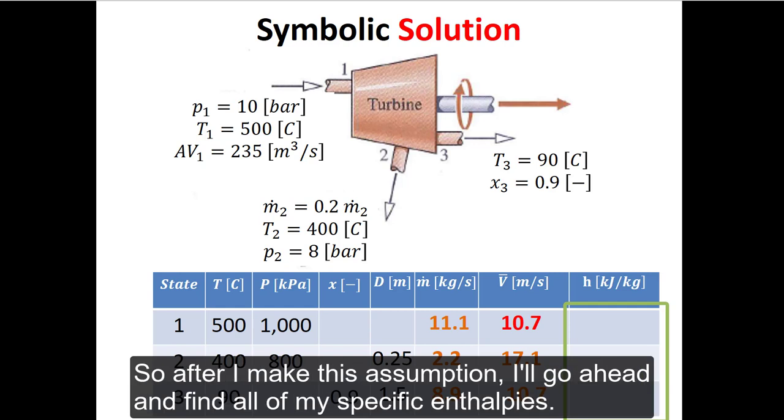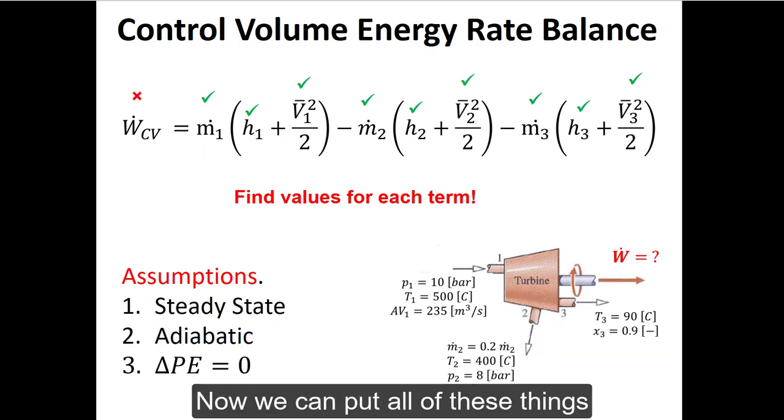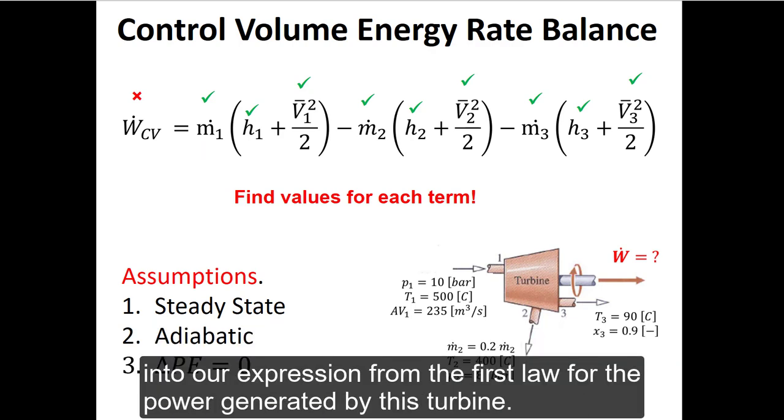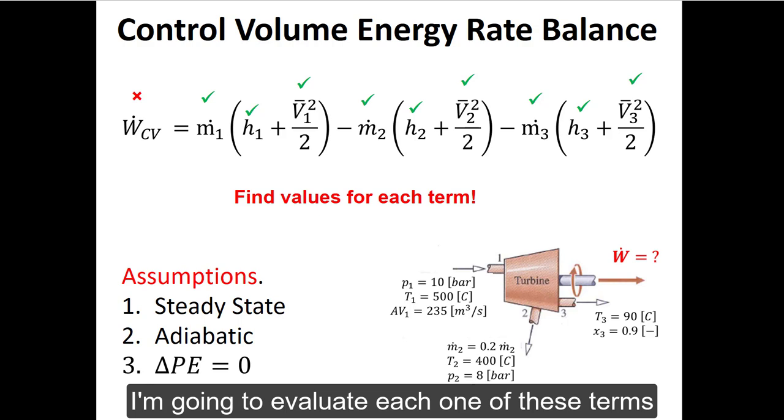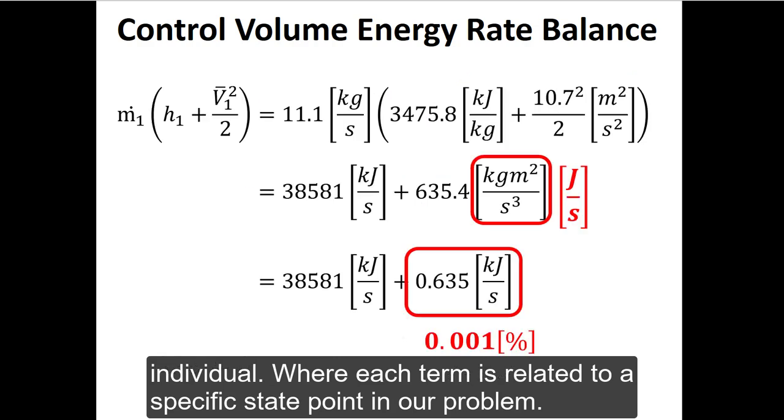So after I make this assumption, I'll go ahead and find all of my specific enthalpies. To do this, I have to fix all of my states, but I trust that you know how to do this now, so I'll just give you the values for h. Now, we can put all of these things into our expression from the first law for the power generated by this turbine. I'm going to evaluate each one of these terms individually, where each term is related to a specific state point in our problem.